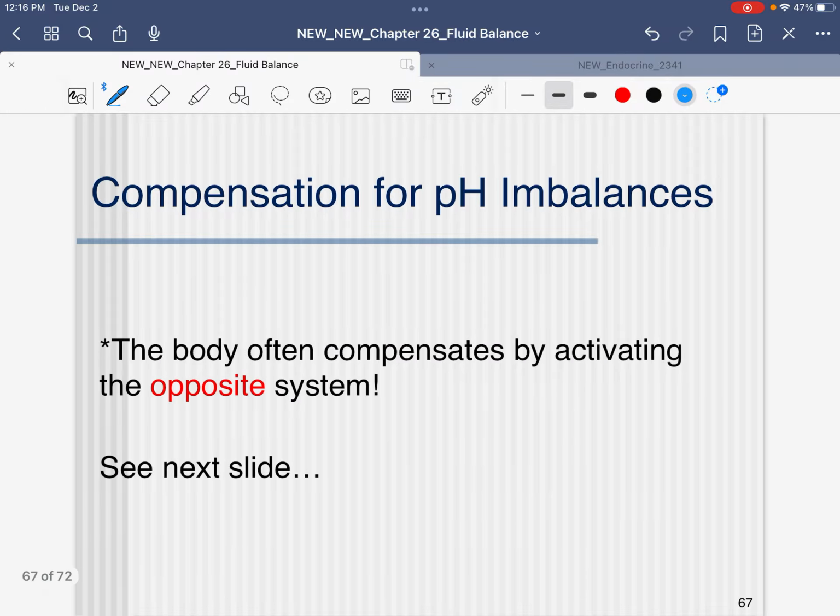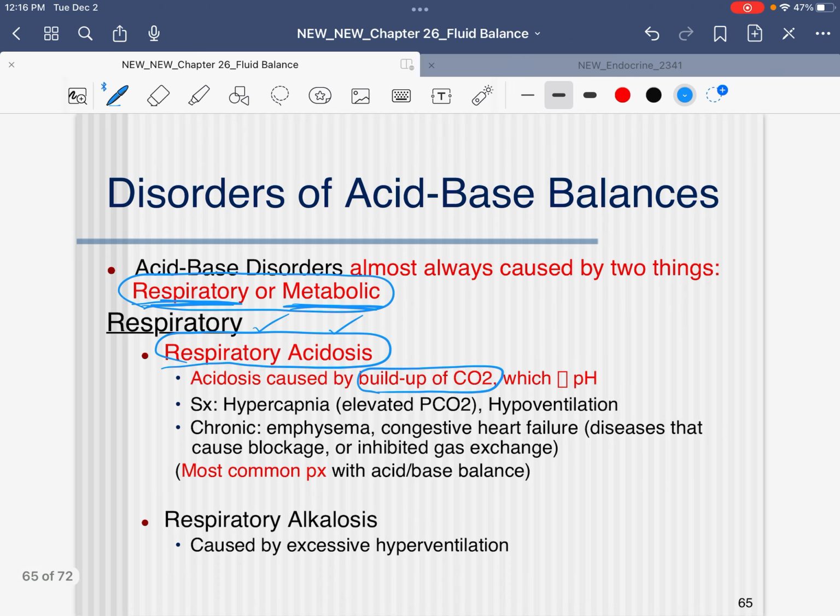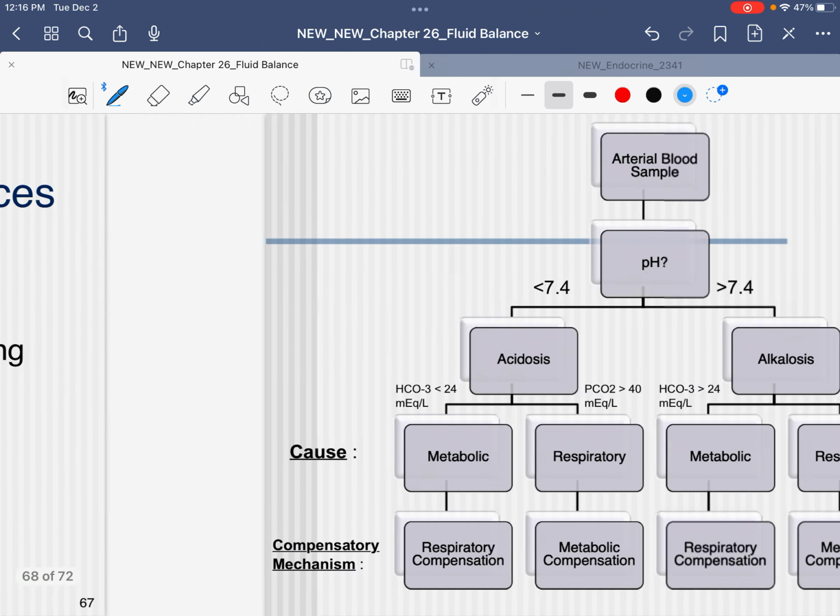As an interesting sidebar, to compensate for this, the body will do the opposite. You don't have to know this, but it's just interesting. If someone is suffering from metabolic acidosis, we're going to try and fix it through the respiratory system. If someone is suffering from a respiratory acidosis, we're going to try and fix it using a metabolic thing, like the kidneys.